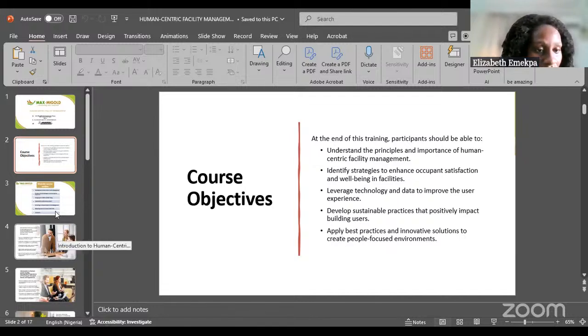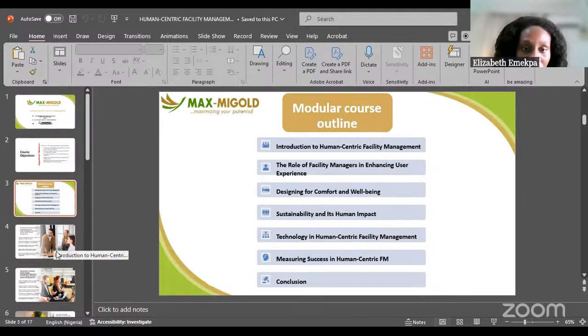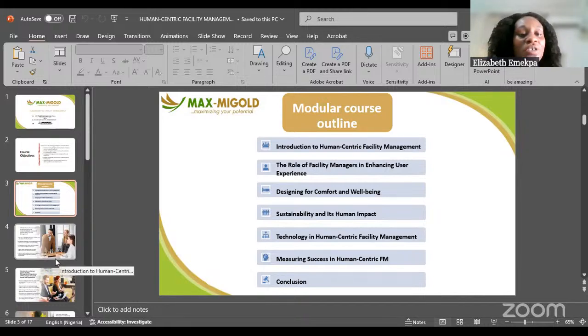Next slide, please. So we're going to look at the modules. The modules we'll be looking at today: introduction to human-centric, like I've just explained, and the role of the facility manager in enhancing users' experience. You as a facility manager, what is your role in ensuring that these people you are working with can use the things that you are implementing? Designing for comfort and well-being. Sometimes some people just build a house, they just do this, they just do that. The users, are they comfortable? Okay.